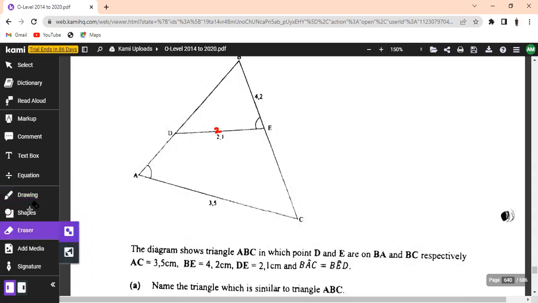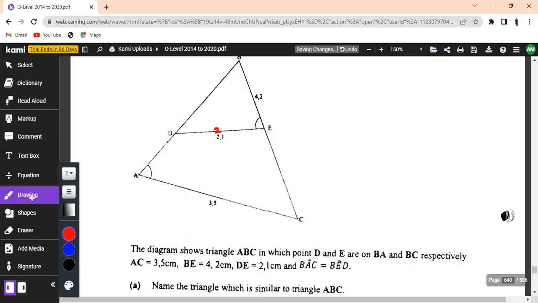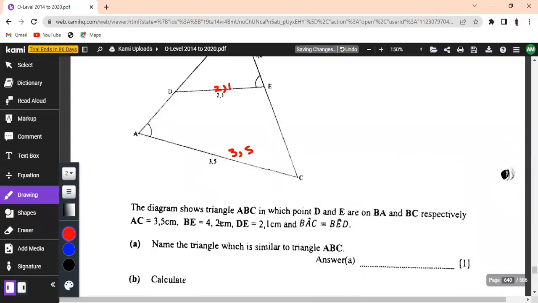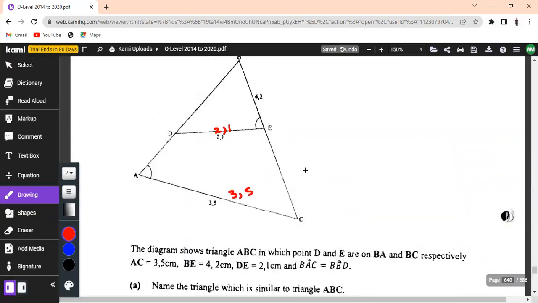All right, 2,1 there. So this is actually 2,1, and this is 3,5. Here is 3,5, and this is 4,2. Okay, then the points that we have got, triangle ABC, the points respectively, and the sides, which are the ones that we are given. And the last part is the important part.